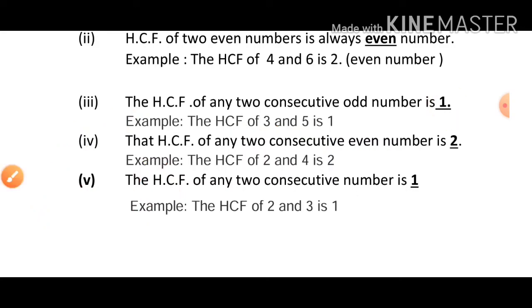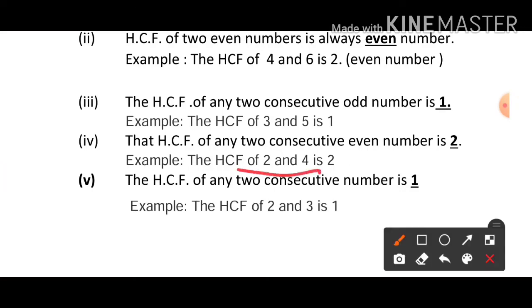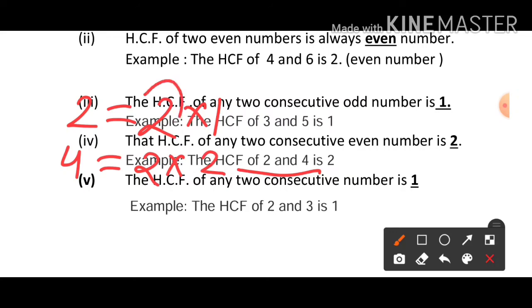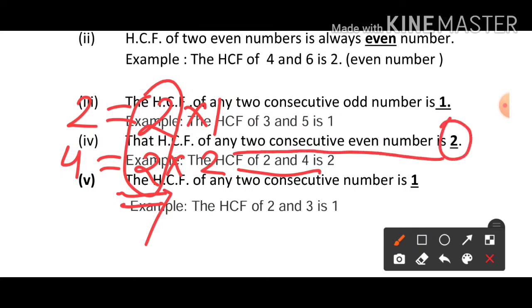Now fourth one, the HCF of any two consecutive even numbers is dash. Again let us take any two even numbers. We have taken the even numbers 2 and 4. So the prime factorization of 2 is 2 into 1 and prime factorization of 4 is 2 into 2. Now again take the common factor here. So here common factor is only 2. So we can say that the HCF of any two consecutive even numbers is 2.